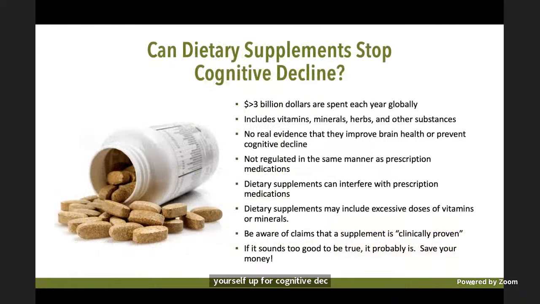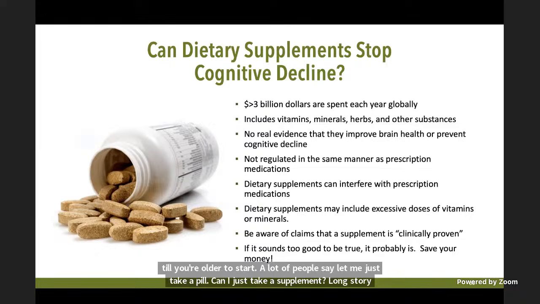A lot of people just say, let me just take a pill. Can I just take a supplement? Long story short, they have not been shown to be effective. There's a lot of stuff out there. Dietary supplements are not regulated the same way as prescription drugs. And even though you can buy it over the counter from any big box store, grocery store, or online, there's really not a lot of control in what's going in those supplements.